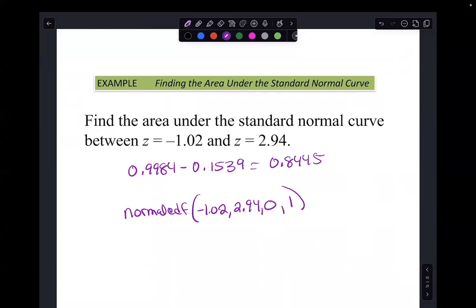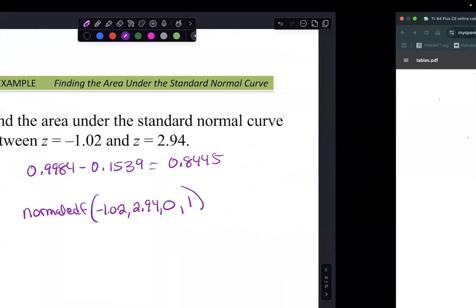I'll give you a second. I see you're writing it down. Give me just a second here. All right, and move over.